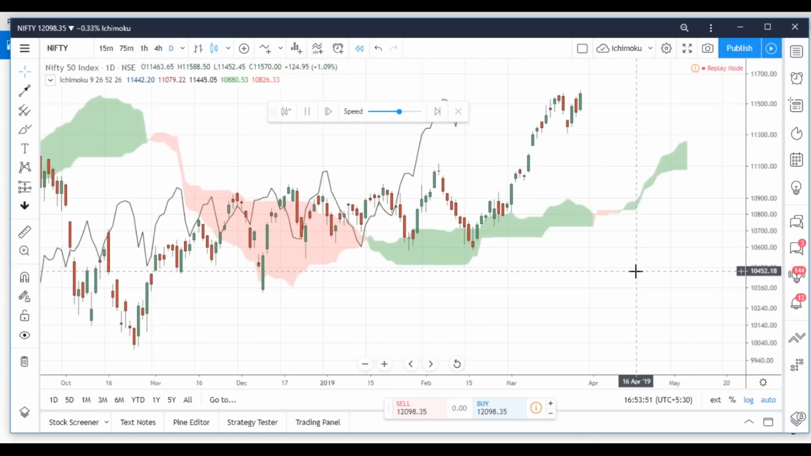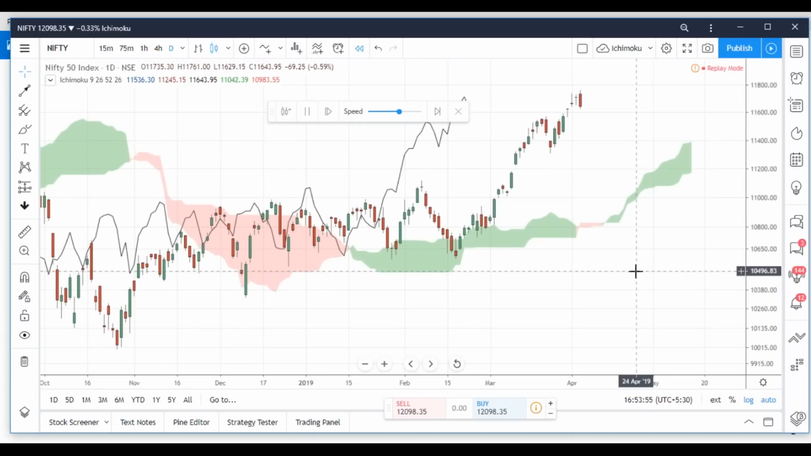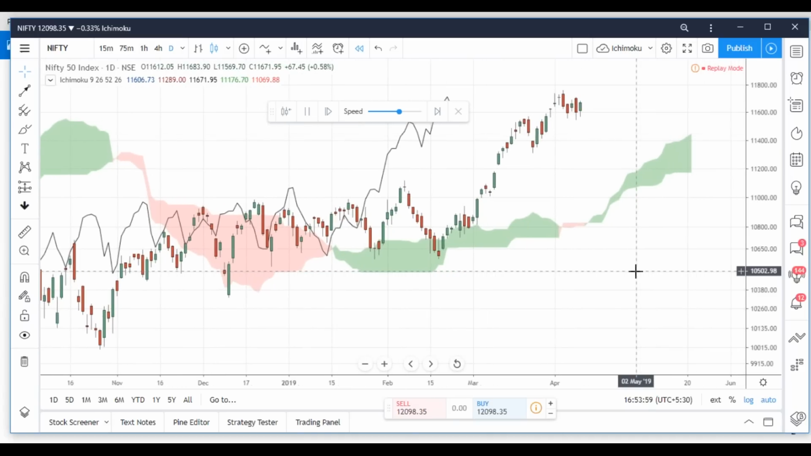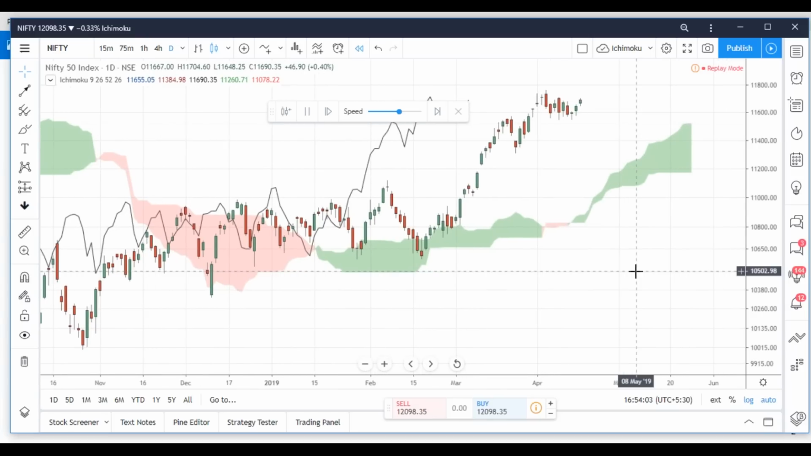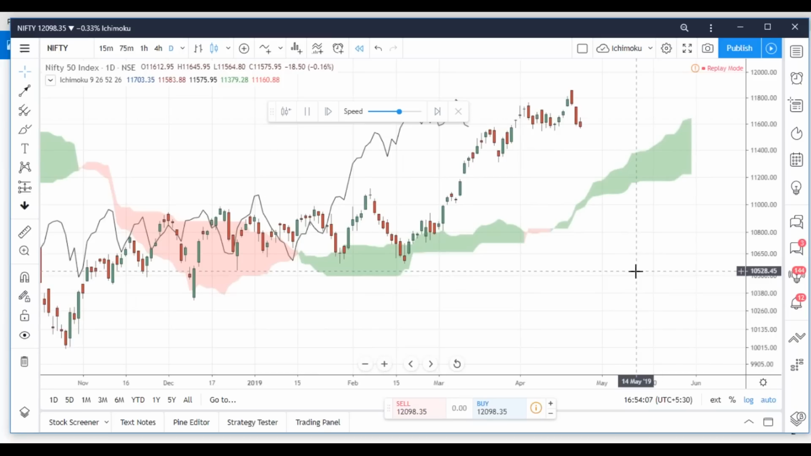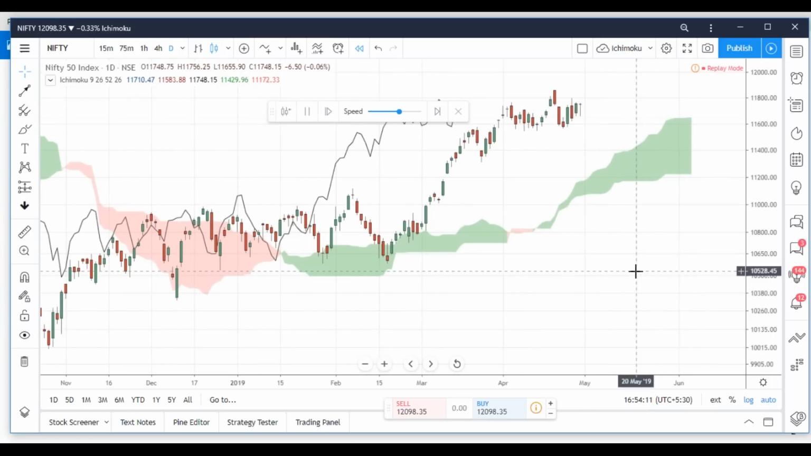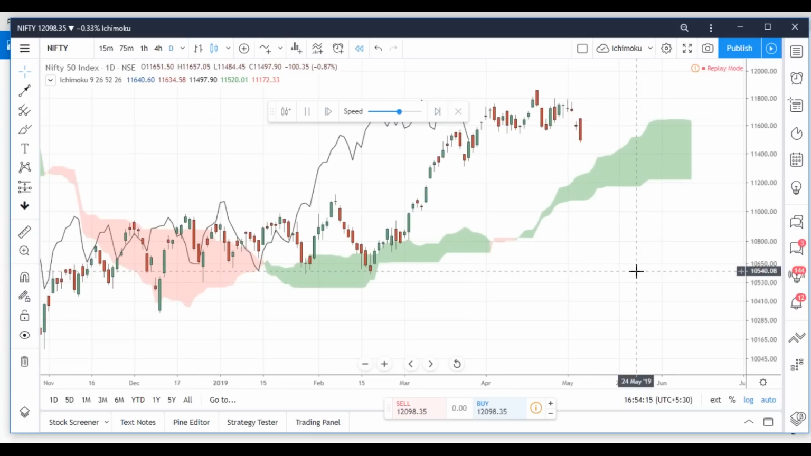So this is the beauty of Chikou. Generally, this strategy works extremely well on shorter time frames of 15 minutes or hourly than on daily. So one can check, especially in index, if you're doing intraday trading, do check on 15 minutes. It works extremely well on 15 minutes, 30 minutes, and on an hourly. With hourly, one can do swing trading for 2 to 3 days as well.